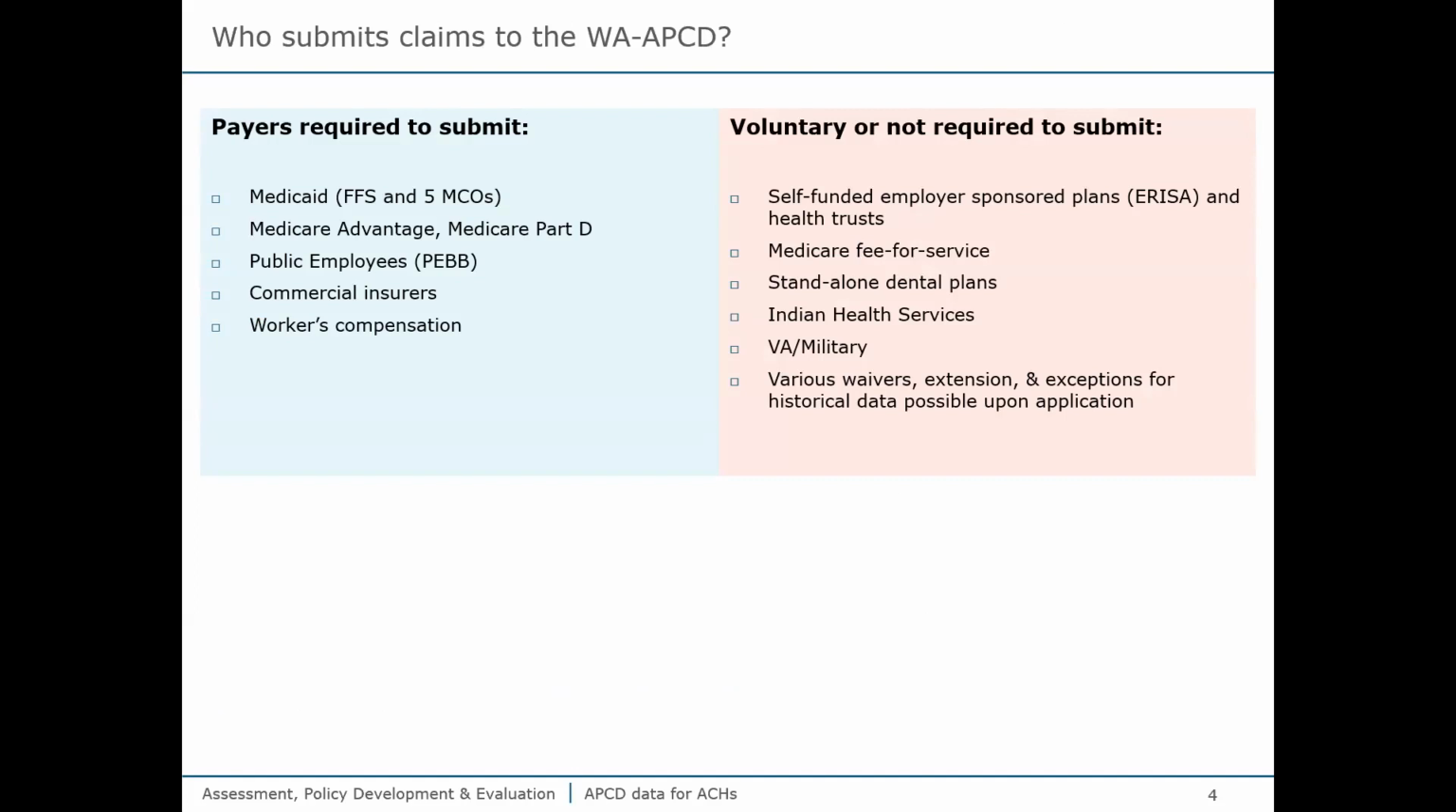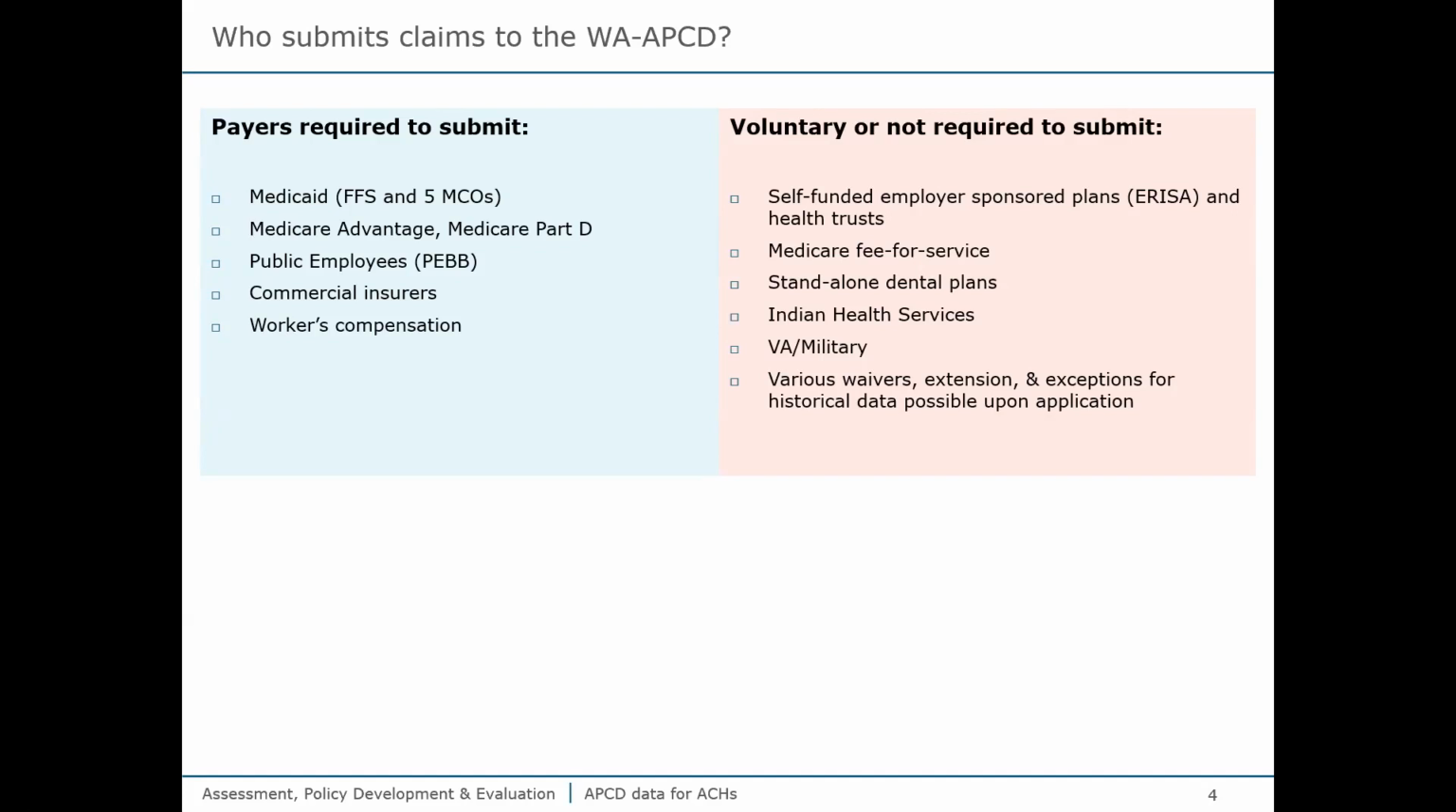As I mentioned in the last slide, the database has a lot of coverage, but it's not complete. The reason is the legislative structure, the mixed mandatory and voluntary nature of the database. On the left-hand side here in blue, we see the payers that are required to submit data quarterly, and those are Medicaid, which is why we have 100% of the market, all Medicare Advantage and Medicare Part D, which is pharmacy coverage, the Public Employees Benefits Bureau, commercial insurers who sell plans on the health benefit exchange, and workers' comp, so labor and industries.